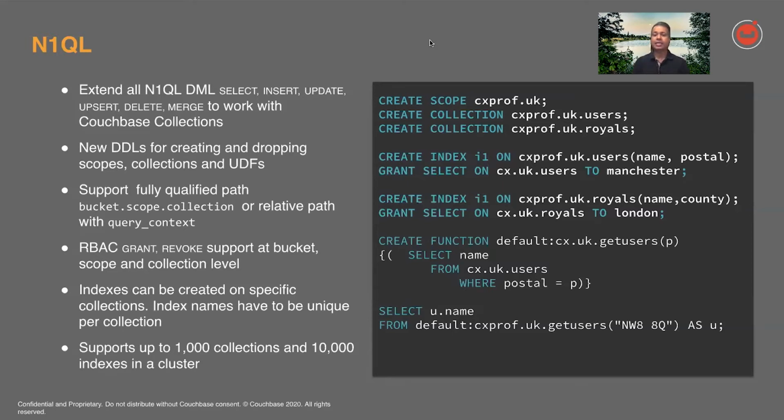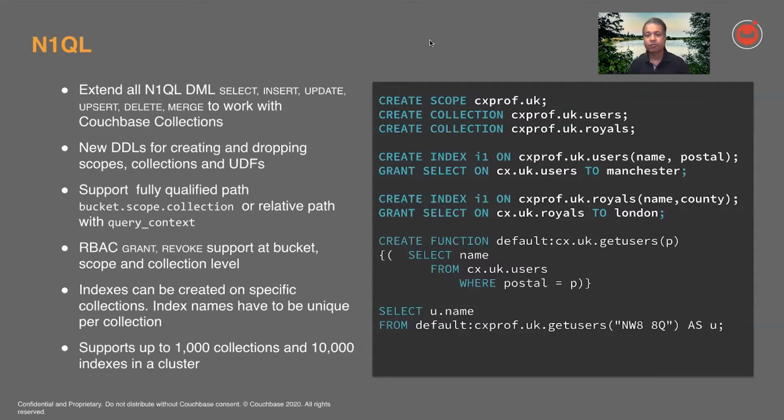Here's an example of creating the scopes and collections. By the way, you still create the buckets using the CLI or REST API or using the web console. And from then onwards, you can create scopes and collections with the N1QL statements. And once you create the collection, you can create any number of indexes on each of the collections.